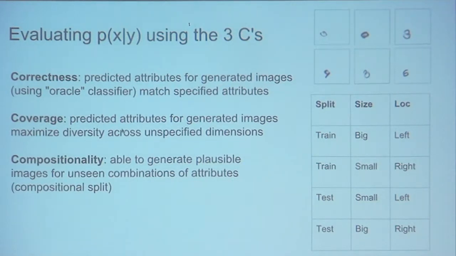But for the bits that we didn't specify, we want to be maximally diverse. So we can look at all the other attributes, so whether you have a beard or not, or whether your hair is black or brown. And then we want to be maximum entropy over those. And then the third thing is we want to be compositional. So here's an example. If I train on big digits on the left and small digits on the right, then I should be able to test on small digits on the left and big digits on the right. Right? So combinations that I haven't seen before. It's a strong generalization, basically.